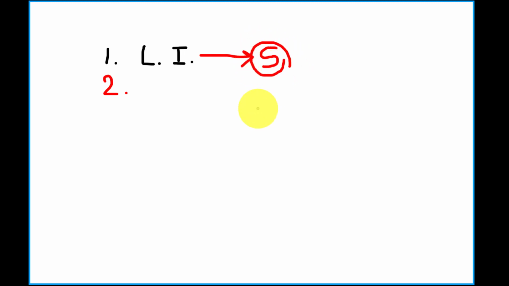Number one, all the elements of the set S are linearly independent. Linearly independent of what? Linearly independent of the elements of capital S. This is the first condition and most important condition.